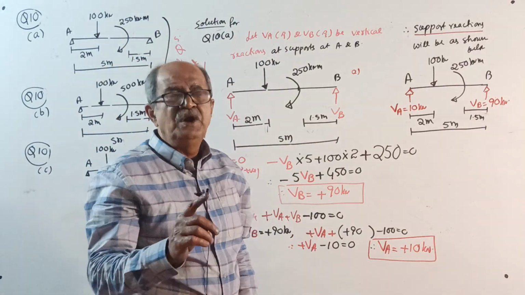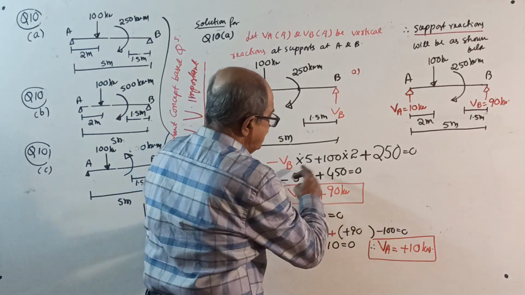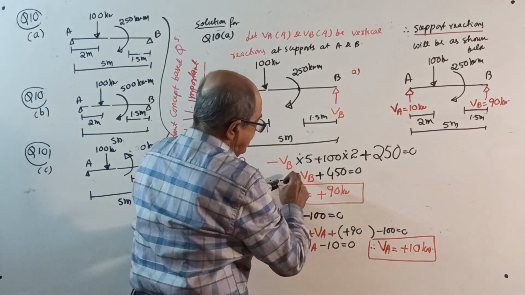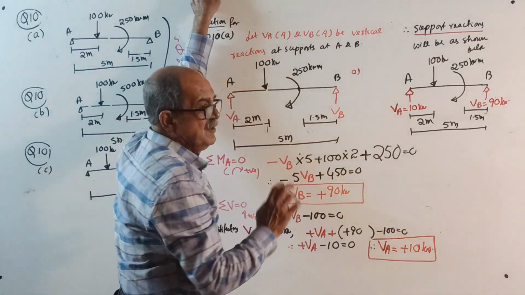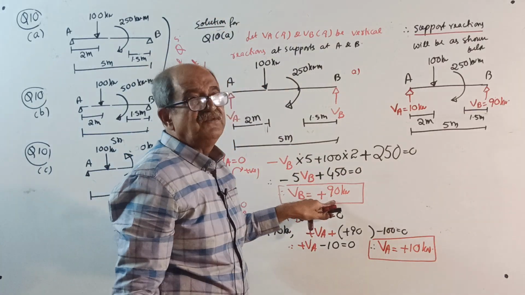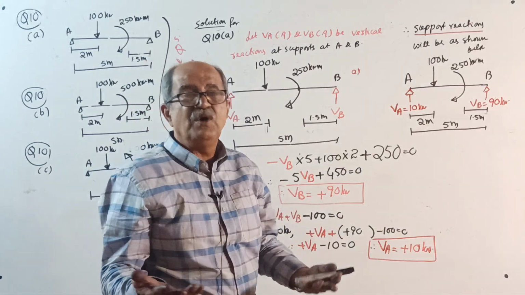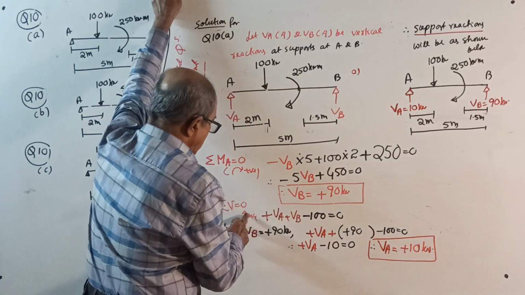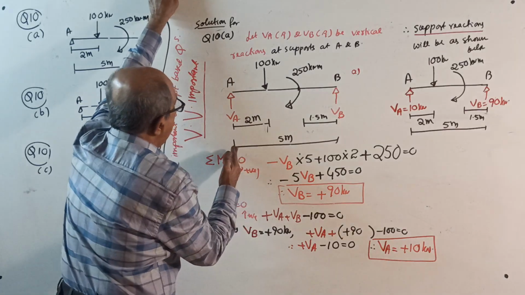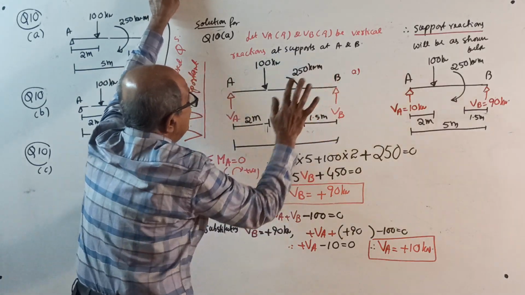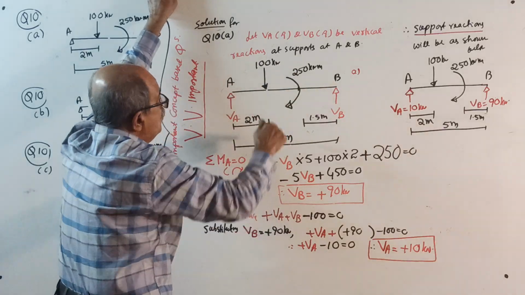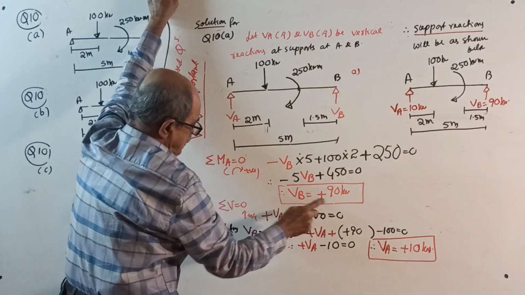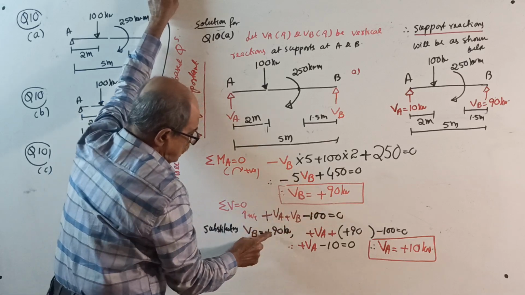Now high school student will tell minus VB goes that side, positive VB. So 5 VB equal to 450, VB equal to 450 by 5, plus 90 will come. If you cannot get this answer, why are you studying first of all? Okay, then sigma V equal to 0, upward positive: plus VA plus VB minus 100. No, couple is not a load, only for vertical forces, equal to 0. Substitute VB equal to plus 90.